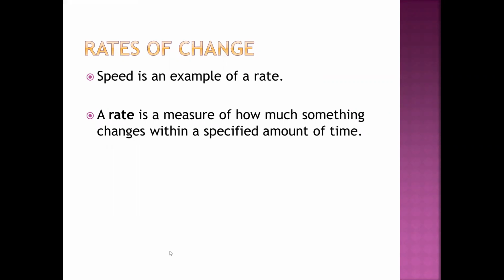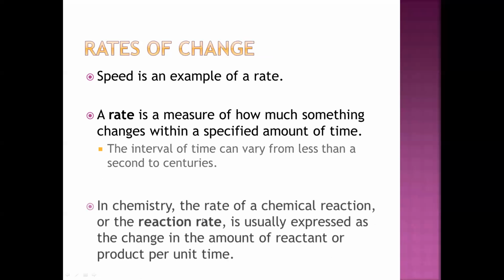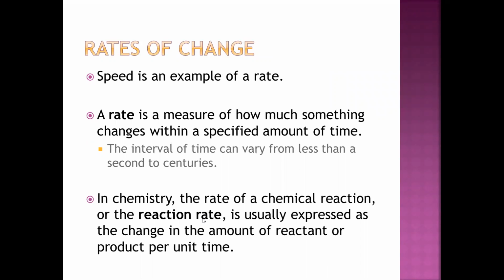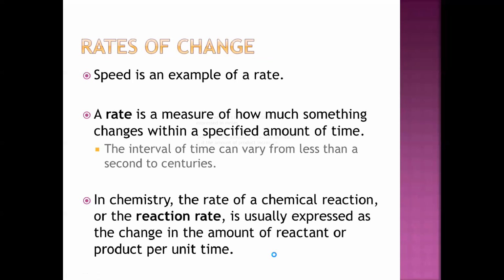So a rate is a measure of how much something changes within a specified amount of time. The interval of time can vary from less than a second to centuries. In chemistry, we like to do it in seconds or minutes because we don't have centuries and we won't be able to see it if it's less than a second. So we study reaction rates, the rates of a chemical reaction, in chemistry class. This is usually expressed as the change in the amount of the reactant or product per unit time.